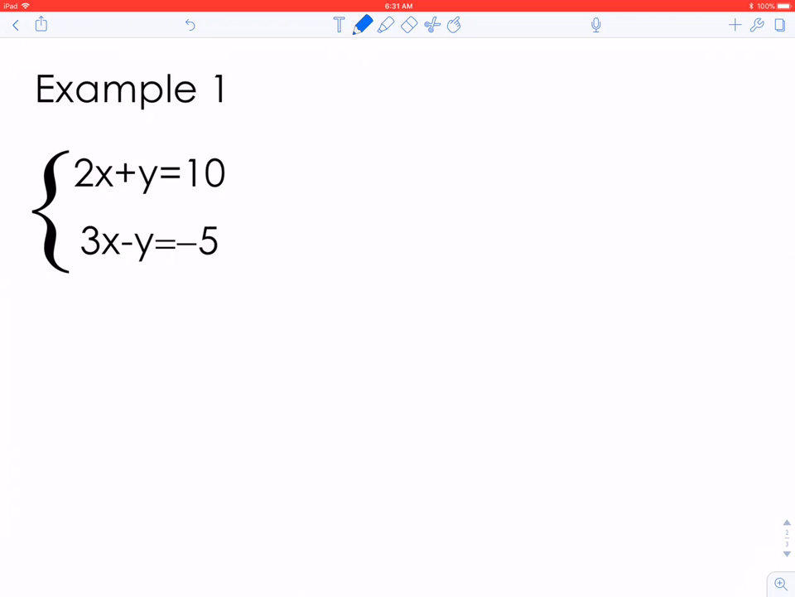Okay, let's solve a system of equations by elimination. Remember, we're going to combine both scales onto one scale. We're going to add in hopes that a variable will eliminate. So 2x plus 3x gives us a total of 5x. A positive y plus a negative y, those are opposites, so when they add, that's 0. It's been eliminated. And then 10 plus a negative 5 is 5.